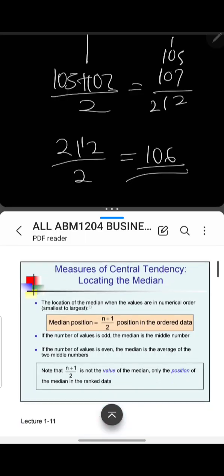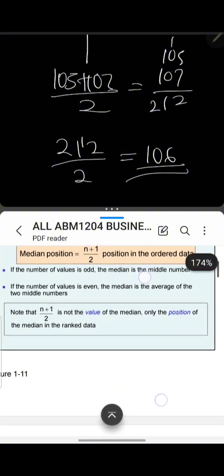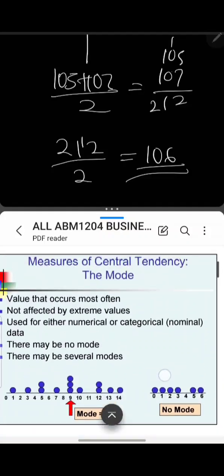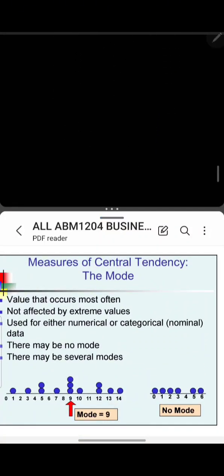So for the location of the median, where values are in numerical order, smallest to largest, we use this formula. If the number of values is odd, the median is the middle number. If the number of values is even, the median is the average of the 2 middle numbers. So this formula, once again, is not the value of the median. It's only the position of the median in the ranked data. Now, we have seen the median. Now let's look at the third measure of central tendency, which is the mode.